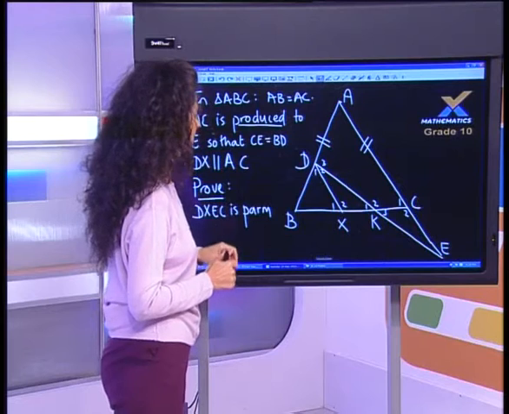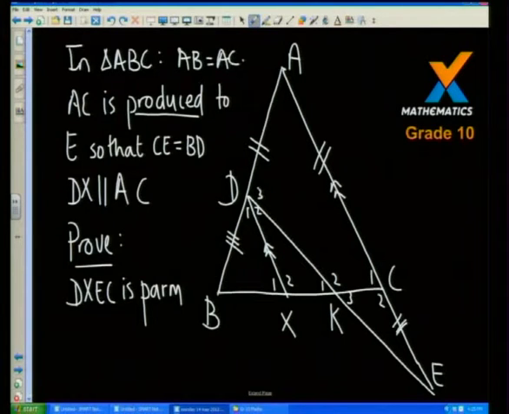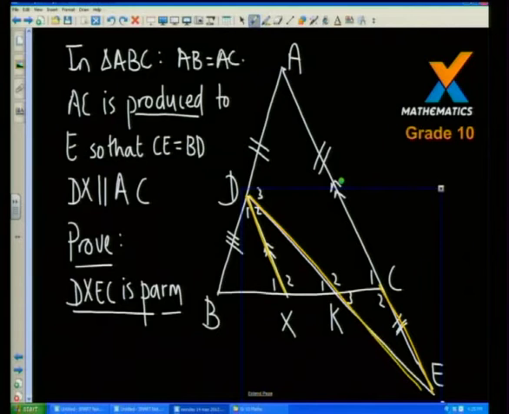It's produced to E, so that CE is equal to BD. CE is equal to BD. And then we have that DX is parallel to AC. And we need to prove that DXEC is a parallelogram. And if we look at that, then DXEC is the figure that we are looking at.